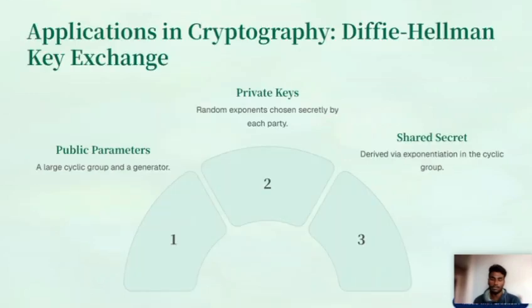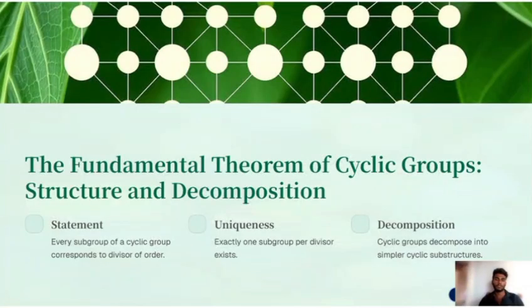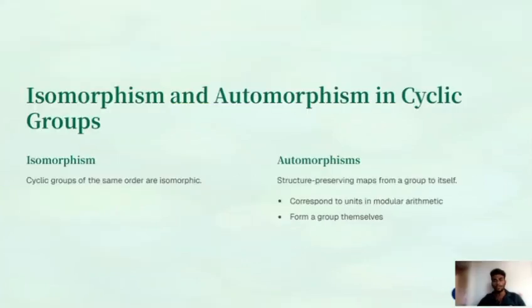And third, the fundamental theorem of cyclic groups: structure and decomposition. The statement is that every subgroup of a cyclic group corresponds to a divisor of the order. The second is uniqueness and the third is decomposition. Exactly one subgroup per divisor exists, and cyclic groups decompose into simple cyclic substructures. This is all about the fundamental theorem of cyclic groups.